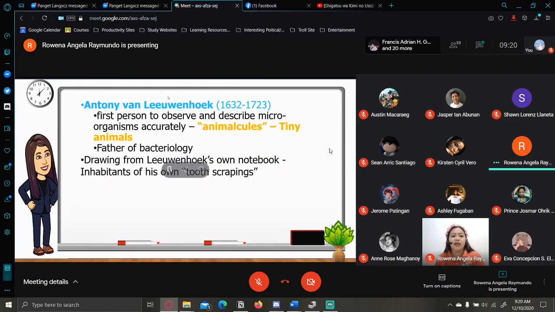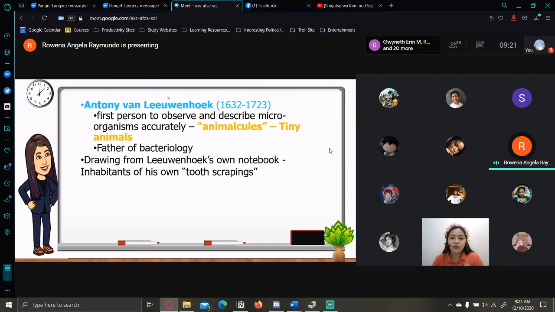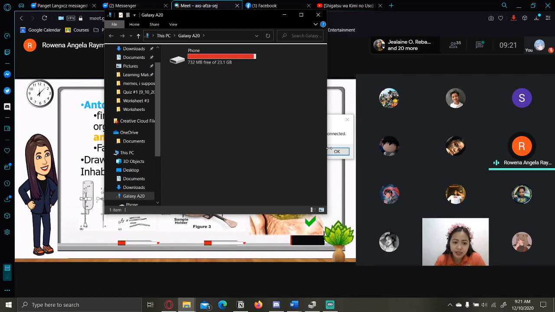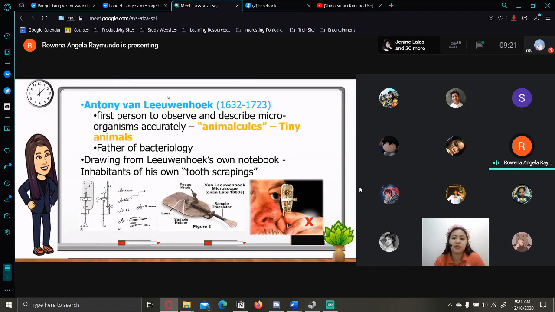Again, it starts with Anton van Leeuwenhoek and his first microscope. So, yung first microscope ni Anton van Leeuwenhoek is very simple. So, it looks like this. But he was able to see the small organisms. So, nakita niya yung mga microorganisms na yon using that very simple microscope. So, tinawag niya yung animalcules. Bakit? Kasi, sabi niya, they look like small animals or tiny animals. So, ang tawag niya, animalcules. Later on, in the study of microbiology, we found out na yung nakita niya ay mga protists.